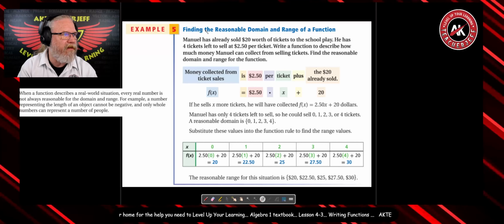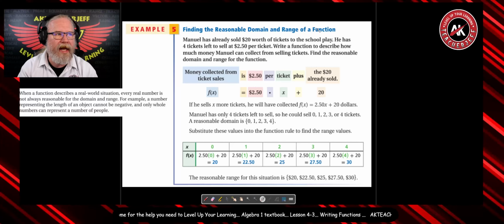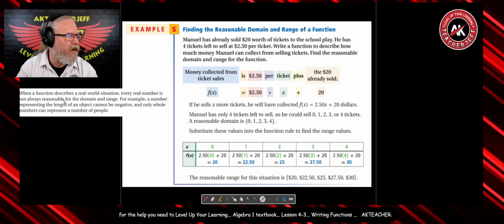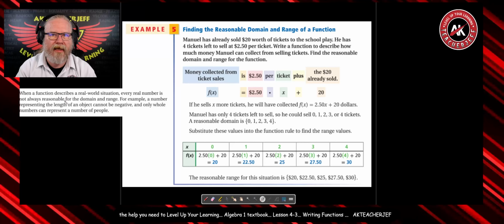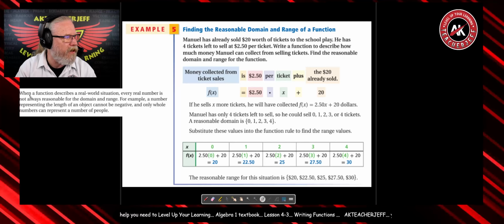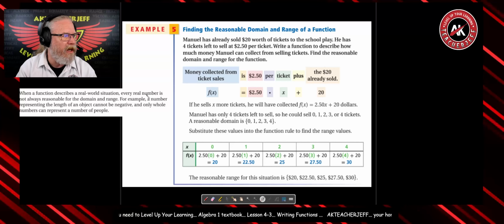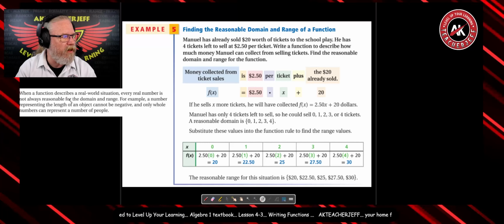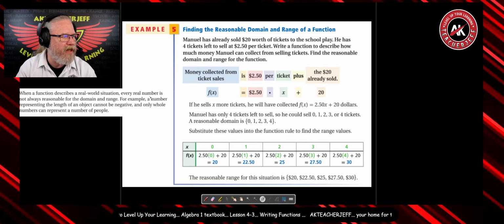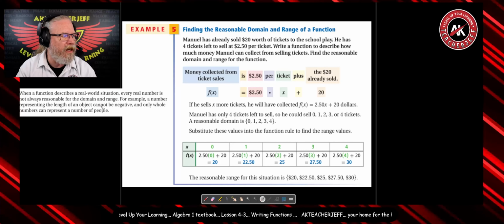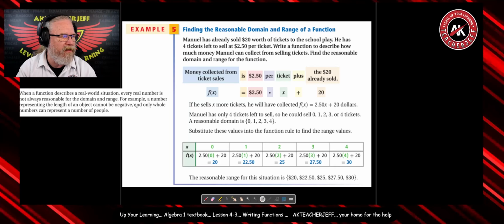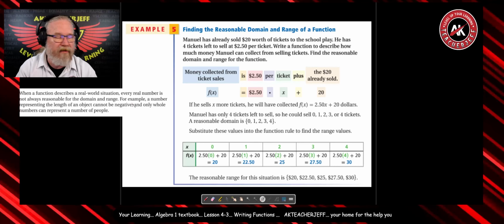Example 5, finding reasonable domain and range of a function. Over here, we have a little bit of text to tell us about something, and that is when a function describes a real-world situation, every real number is not always reasonable for the domain and range. For example, a number representing the length of an object cannot be negative, right? You can't have a negative 5 feet.